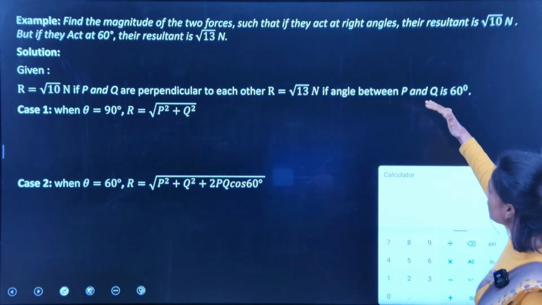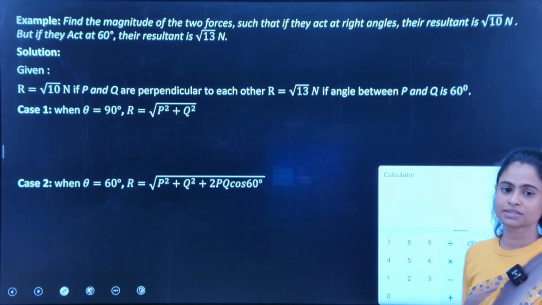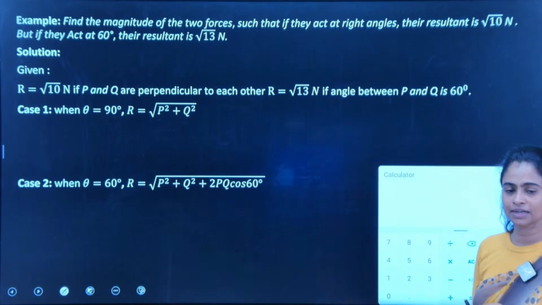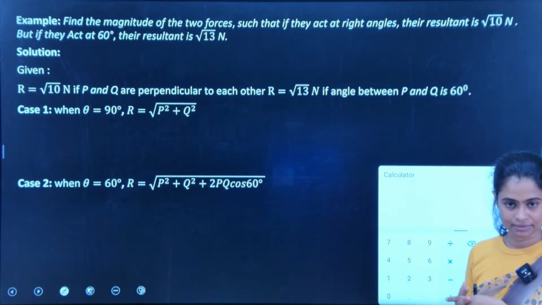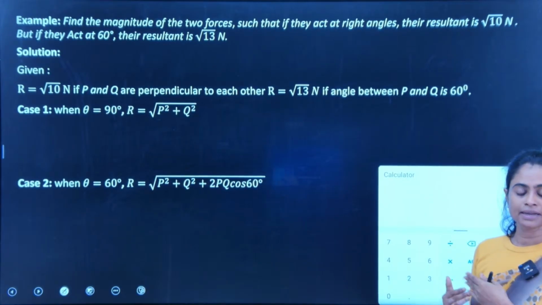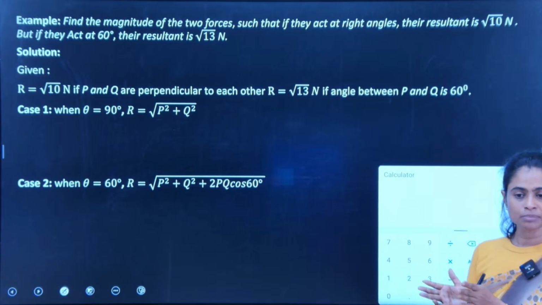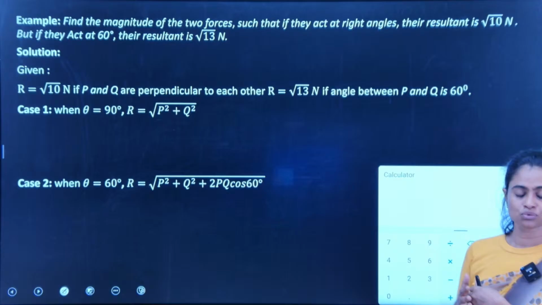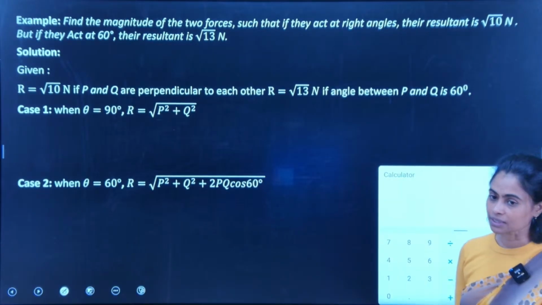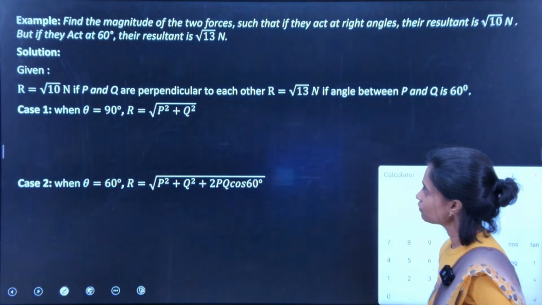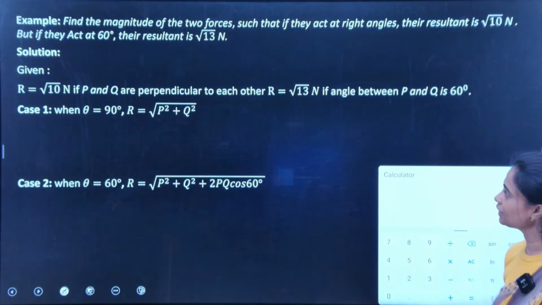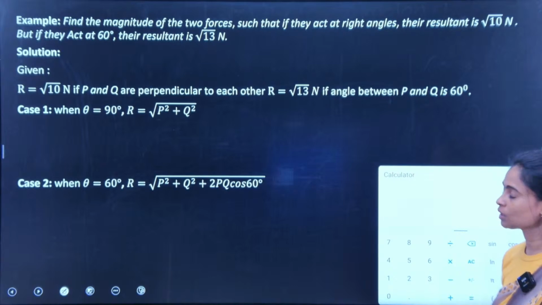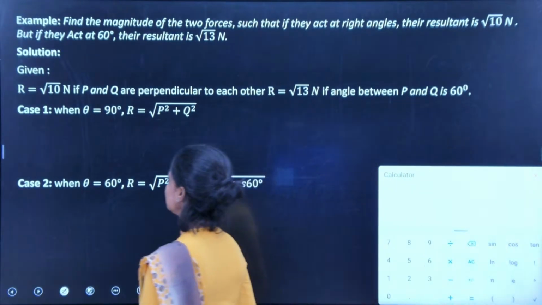And when is it happening? When the two forces are acting at 90 degrees. When theta between the two forces is 90 degrees, their resultant is root 10. And in another case, when the angle between the two forces is 60 degrees, the resultant becomes root 13 Newton. So from this data, you have to find out the magnitude of both the forces. That means you have to find out P and Q, right?